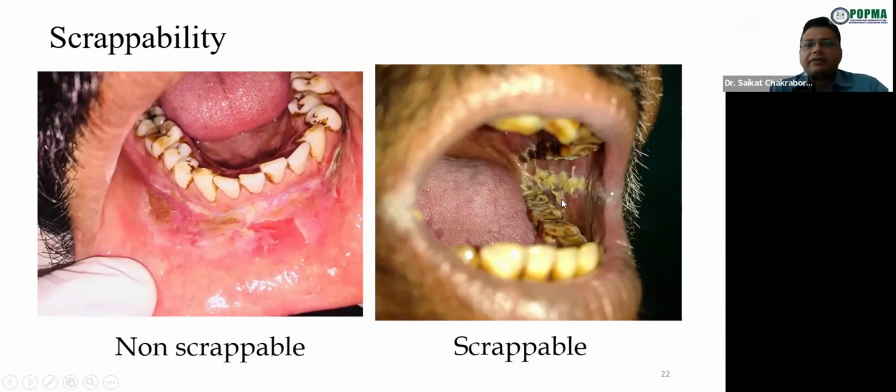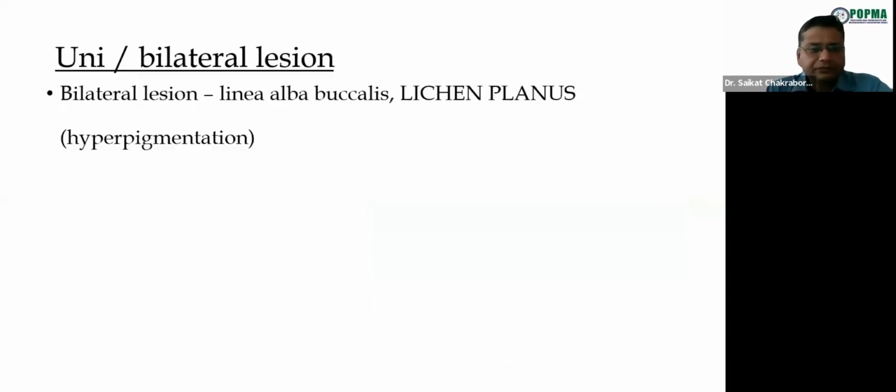Now we know that if it is a scrapable white lesion, the patient may have some kind of systemic disorder. We don't need to delve. We know perhaps we are looking at a case of candidiasis. So this is scrapability. This is non-scrapability. Very important point when you are clinically correlating any mucosal alteration.